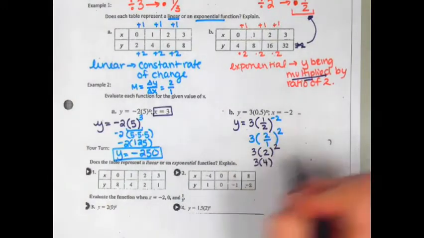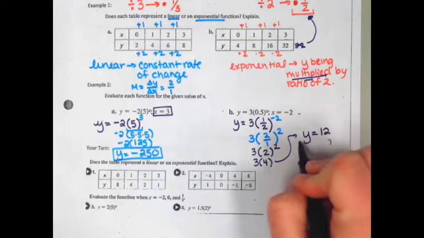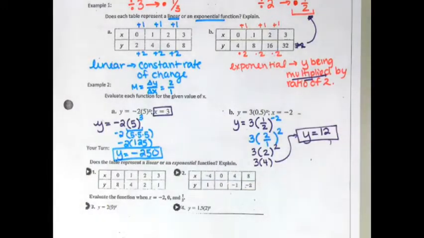4. And what's 3 times 4? 12. So y just equals 12. All right, any questions with that so far? No. All right, let's go ahead.